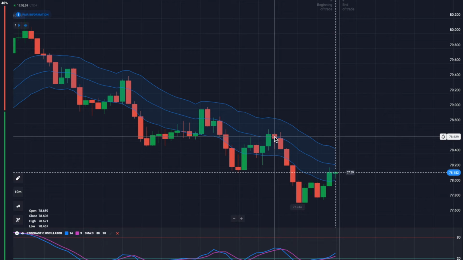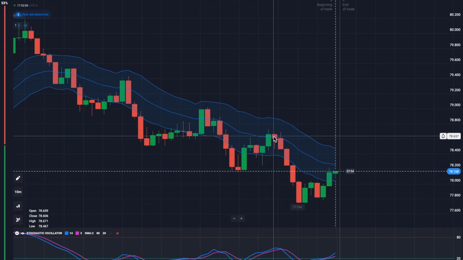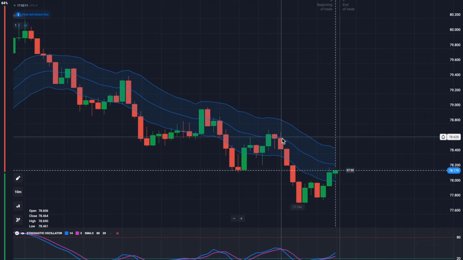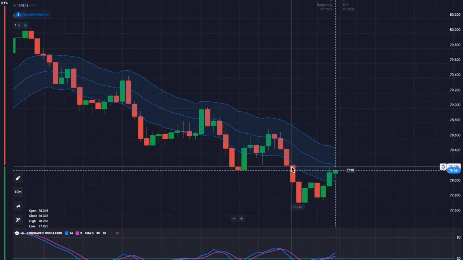I'm just calling it that so you guys can understand my reference of the 50-yard pass. It's really the 50 line of the Keltner channel. You're seeing it's actually hitting the 50 line and boom, sinking right down. And that's why you would have lost.